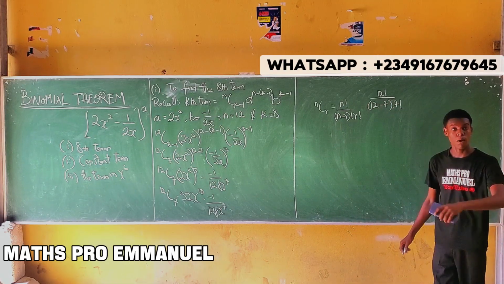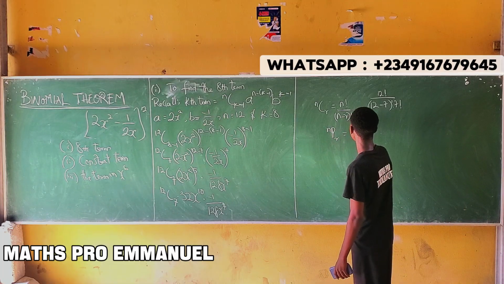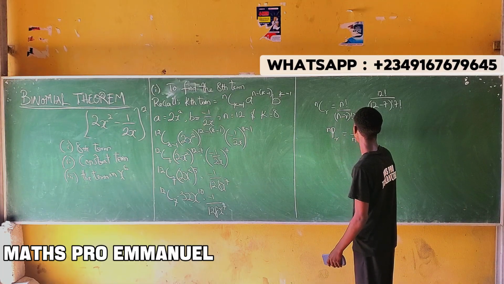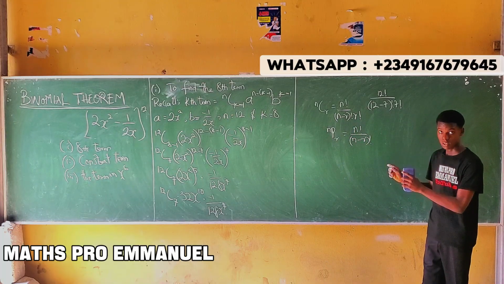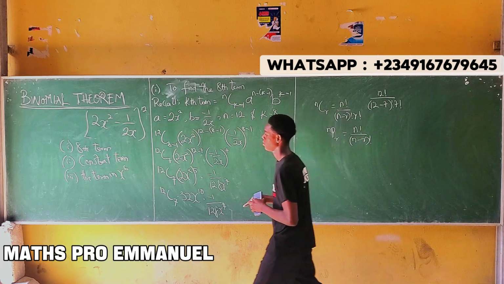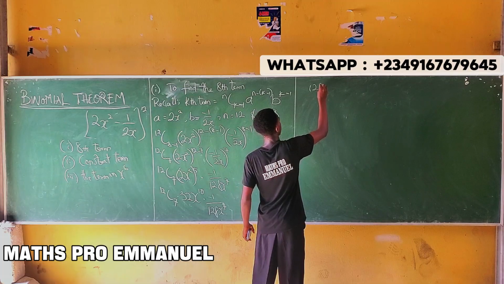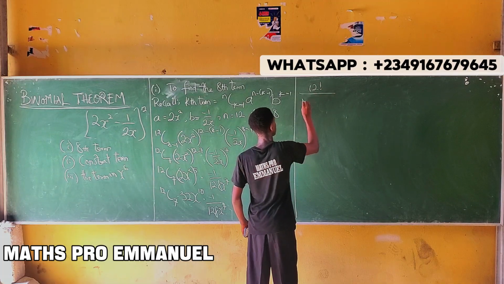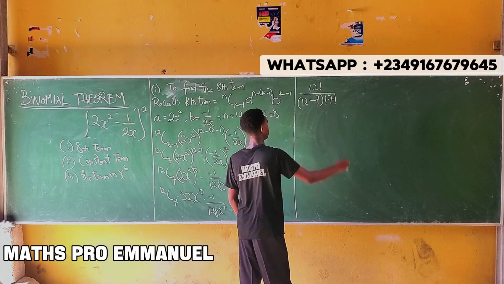That's it. Then if it's permutation, if I'm given n permutation r, the result will just be n factorial all over (n minus r) factorial. That's for permutation. So you understand the difference between permutation and combination. So now 12 combination 7, I have 12 factorial all over (12 minus 7) factorial, 7 factorial.